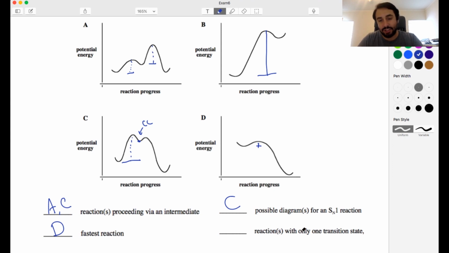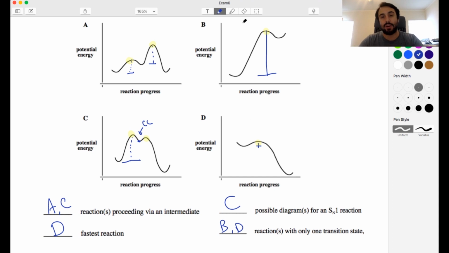And then lastly, reactions with only one transition state. The transition state is the little peak, right? Here is a transition state. Here is a transition state. It is the conformation that must be adopted. The activation energy gets us to the transition state, after which point the reaction certainly will proceed. And so which ones have only one transition state? Those are the ones with only one step. And so that has got to be B and D.